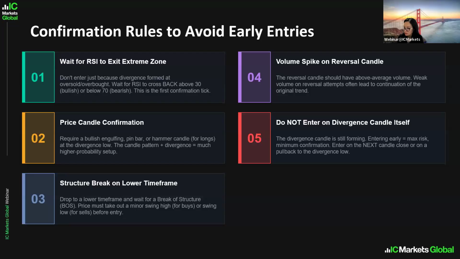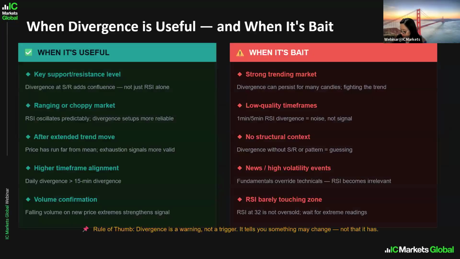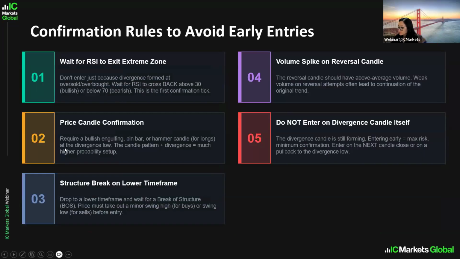Second, you wait for the price candle, the price action, for the confirmation. Okay, require a bullish engulfing candle, pin bar or hammer candle for the long at the divergence low, which is where we're going to look for the bullish divergence. Okay, candle pattern plus divergence equals a much higher probability setup.